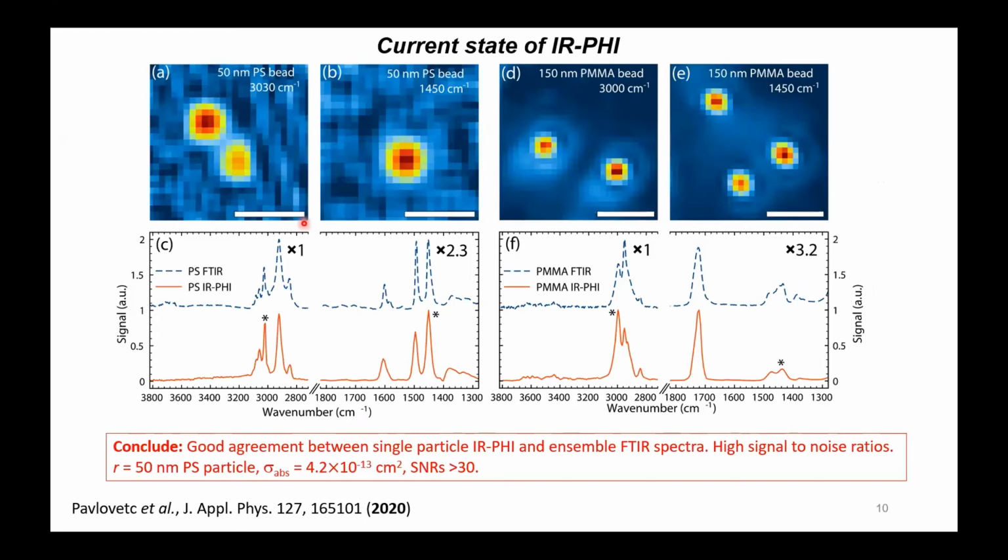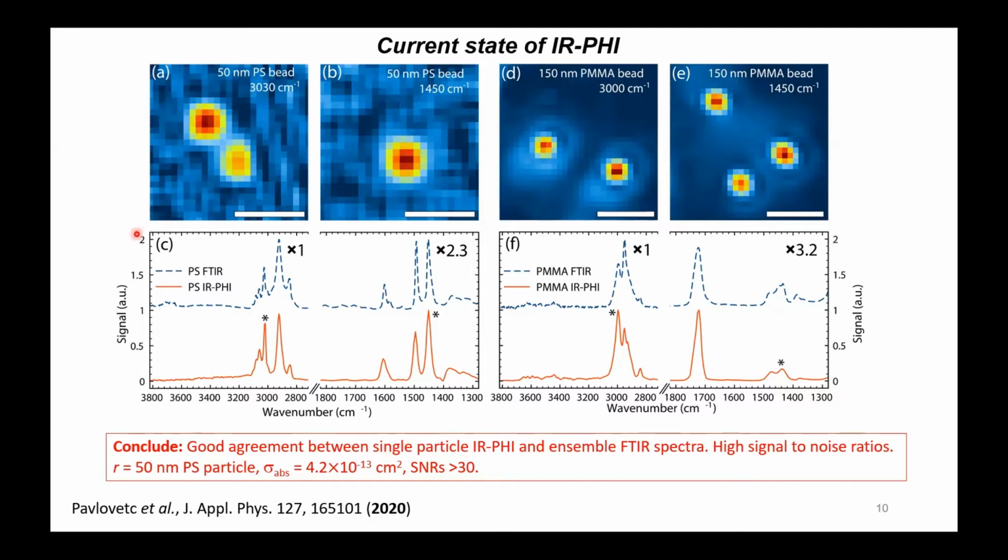Here I'm just showing you some of the better images that we've been able to take. On the left are 100 nanometer polystyrene particles, imaged at different wave numbers, with very reasonable signal to noise, very distinguishable. On the right are 300 nanometer PMMA particles. Not that we couldn't measure something smaller, rather that that's what I could buy at the moment.